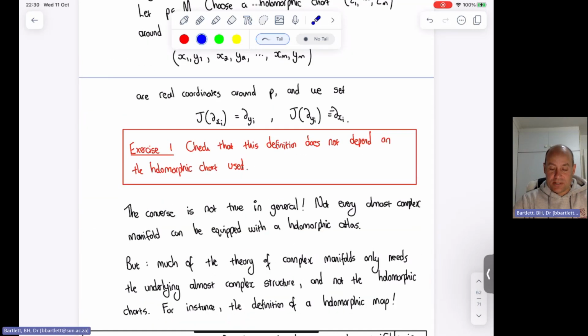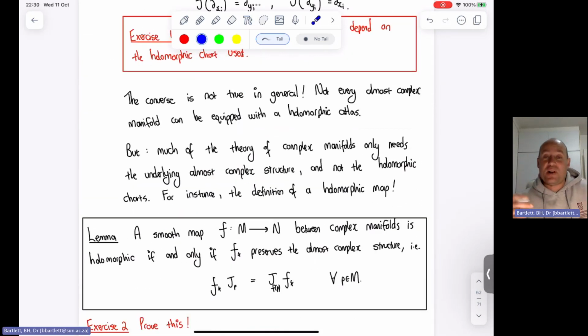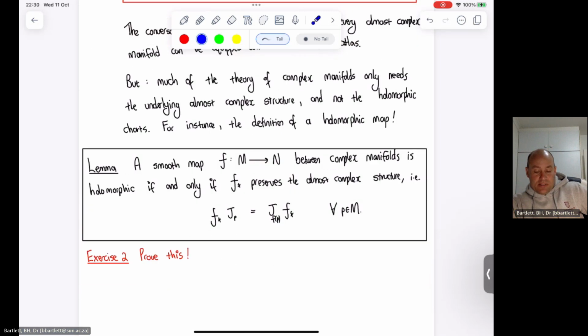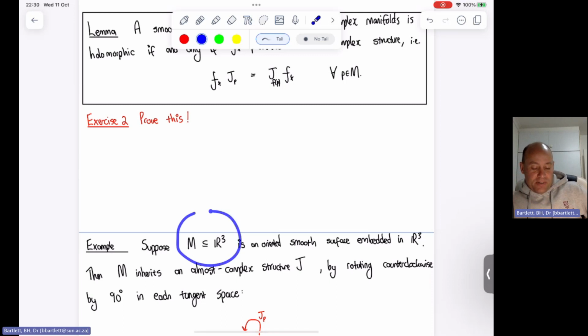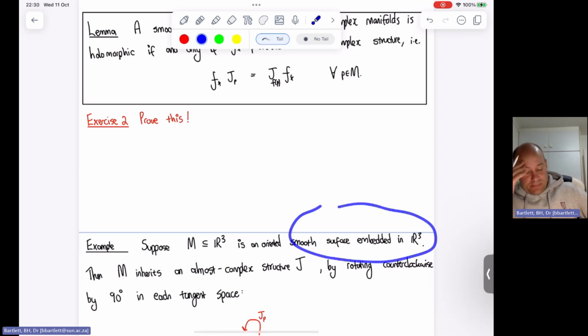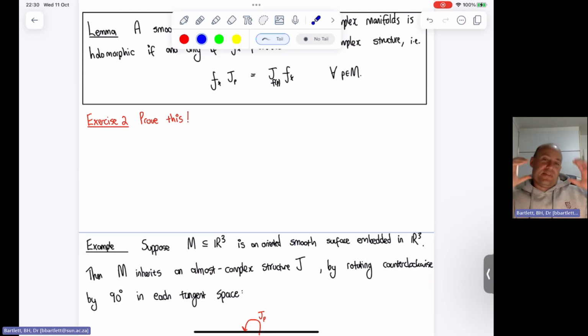Yeah, so that shows, for example, that the definition of a holomorphic map only requires the underlying almost complex structure to write down. Okay. So here's a nice geometric example. Suppose you've got a submanifold of R3, so a surface living inside R3. There's an oriented smooth surface embedded in R3. Think of like a torus or something like this.